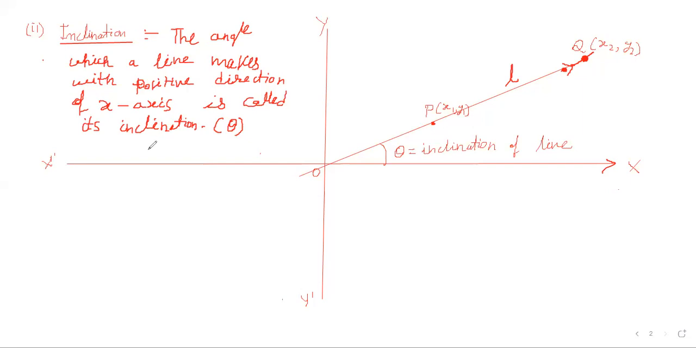Write the definition and learn it. Repeat with me: the angle which a line makes with the positive direction of the x-axis is called its inclination, the inclination of the line.